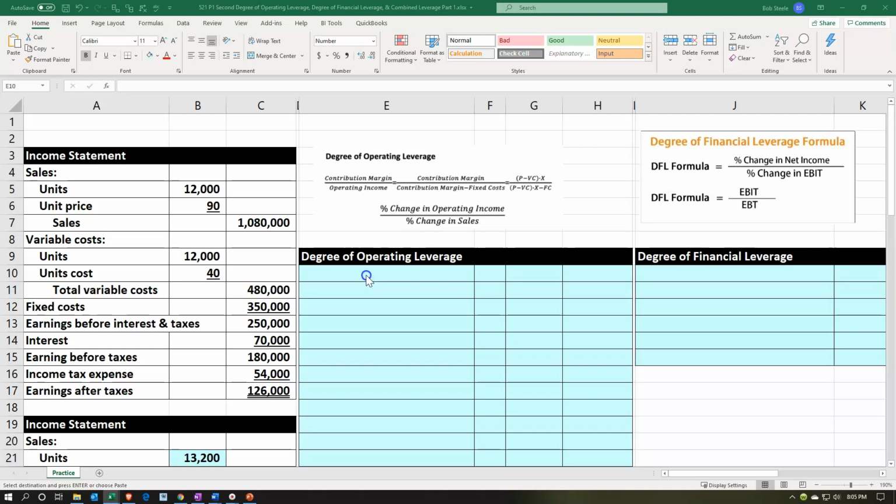So first we're going to calculate the numerator. That's going to be the contribution margin. So once again, we could do that two ways.